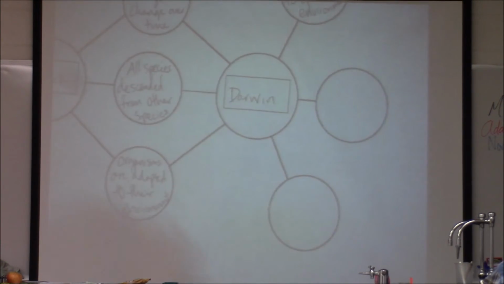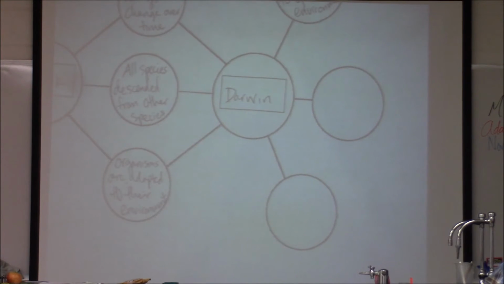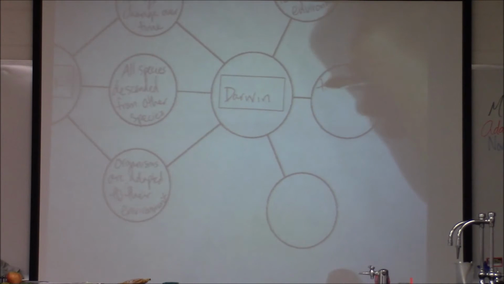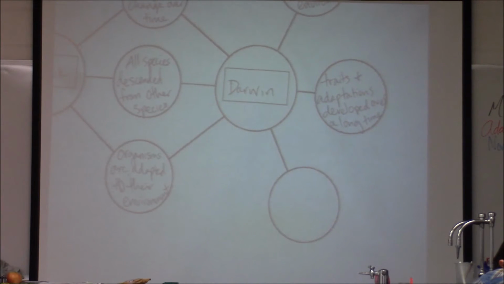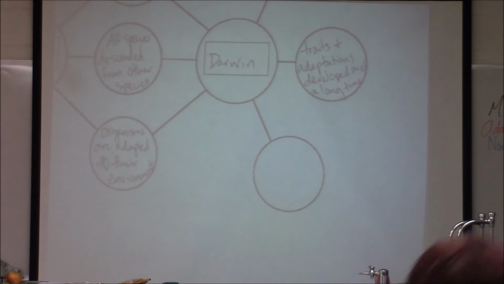Okay, did Darwin think that traits were developed in one lifetime? He saw that it happened over generations. So traits and adaptations developed over a long time. That's the thing with evolution, it's been happening for millions of years. It's been happening for a very long time. These things do not happen fast.